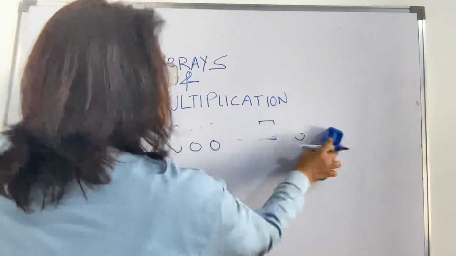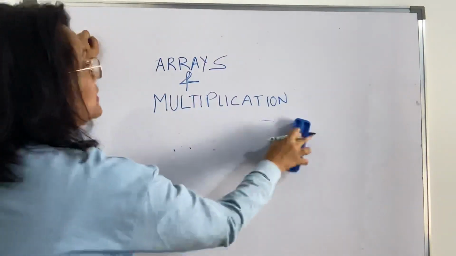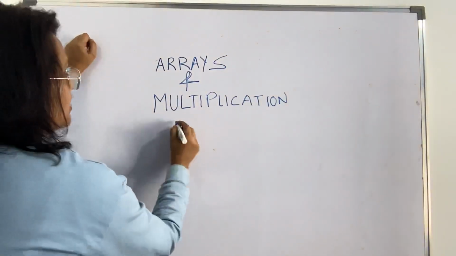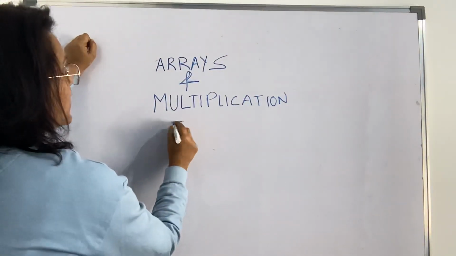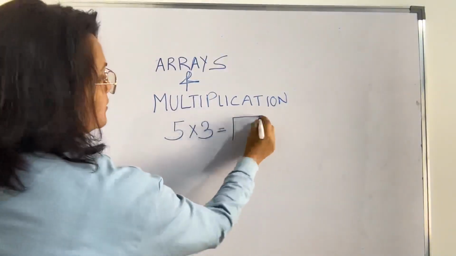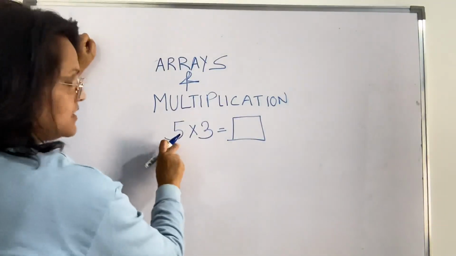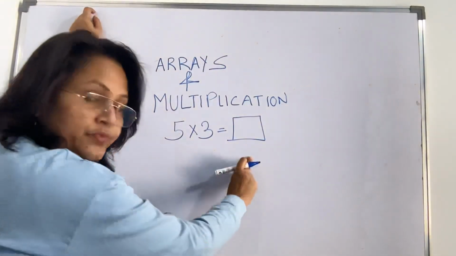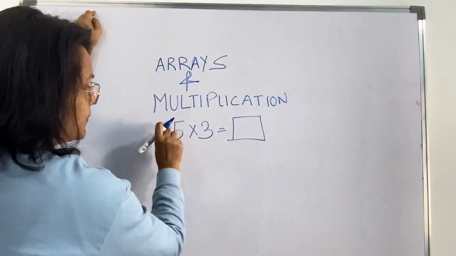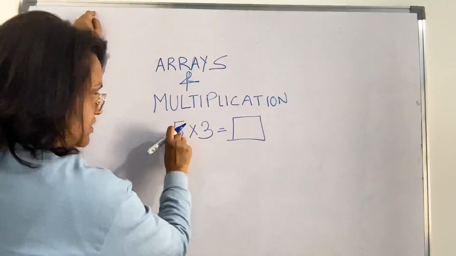Now moving forward with multiplication using the arrays concept only. Suppose I give the child 5 into 3 is equal to what. We first tell the child to write one horizontal line first, looking at the first number mentioned here.